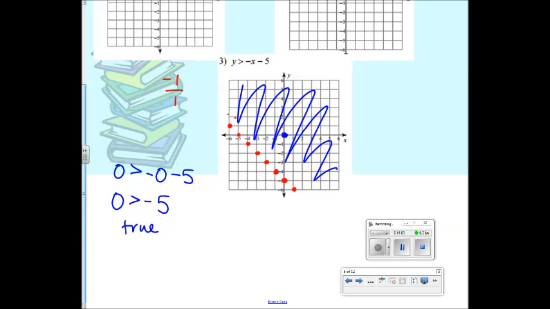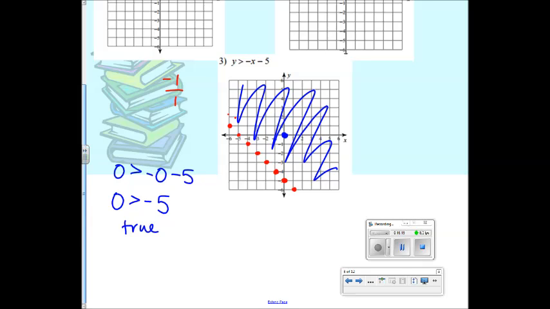Gabe? What happens if your line goes through the 0, 0? Oh, that's a good question. You've got to pick a different point. So then I would pick 1, 1. Yeah, if it's horizontal or vertical, unless it goes through the 0, 0, you should be fine.